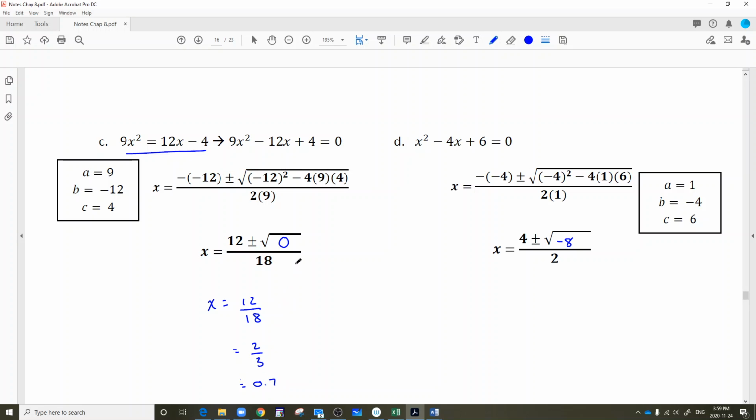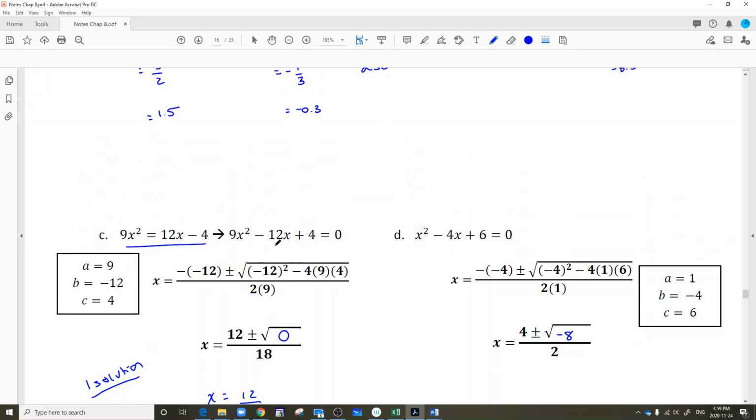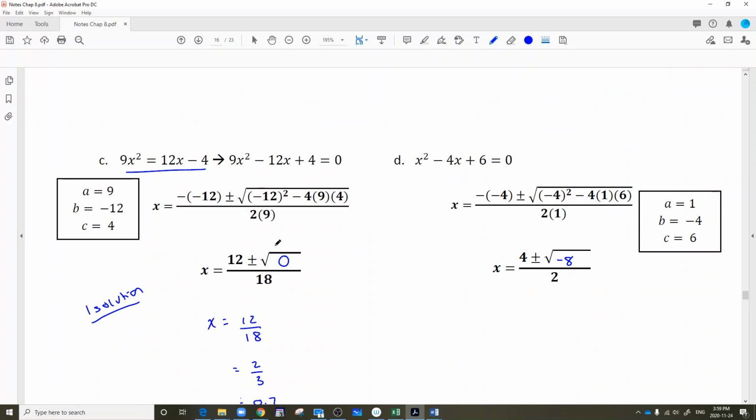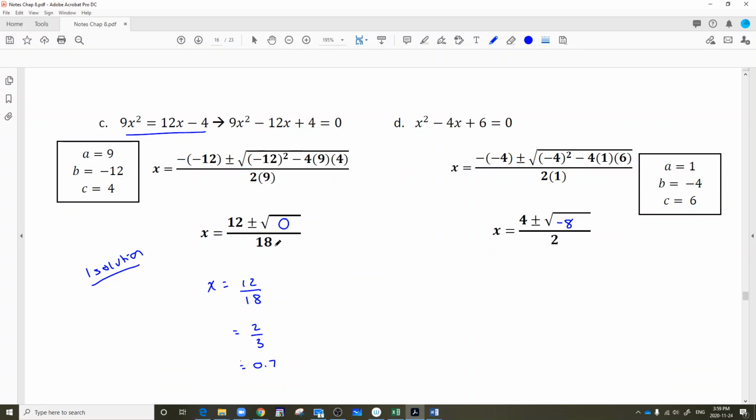So this one, I got one solution. Why? Well, because I was adding and subtracting 0. Right? I had nothing to add, I had nothing to take away, so I only got one solution. So in the first two, I had something to add and subtract, so I got 2 solutions. This one I had nothing to add and subtract, so I got 1 solution.